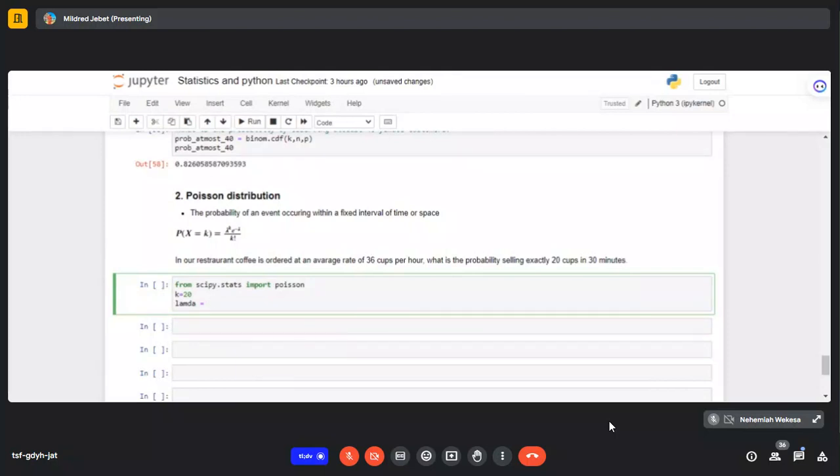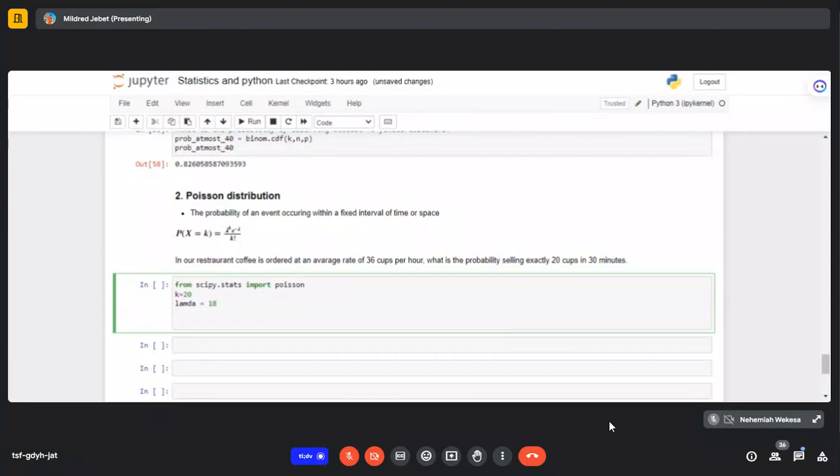Can I try something? Yes. I think the lambda is the mean, and the mean will be 36 because it's the other word for average. Yeah, that could have been the answer, but now it was per hour, but here it is 30 minutes, so it has to be divided by 2. Exactly. So that makes 18.